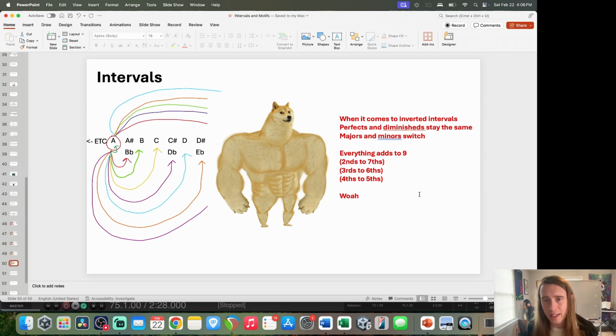Lastly, everything adds to 9, which is a quick way to think about an inversion. So if you want to invert a fourth, the inverted version of that fourth is going to be a fifth of some sort, right? So 4 plus 5 is 9. A third is going to be a sixth. 3 plus 6 is 9, right? So if I want to invert a perfect fifth, 9 minus 5 is 4. It stays perfect because perfects don't switch. If I want to invert a second, well, 9 minus 2 is 7. And if it's a minor second, I just switch it to major. So a minor second inverts to a major seventh. It's a quick way to remember it.